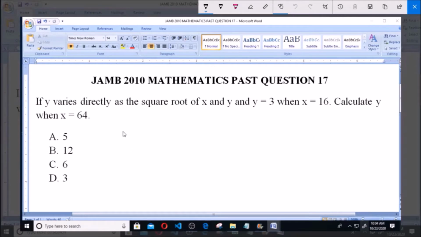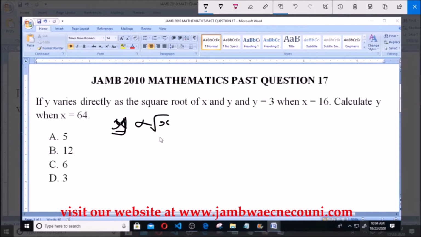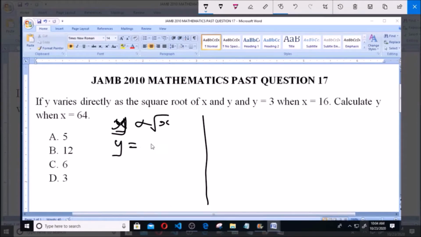Now the question is saying that y varies directly as the square root of x. It simply means that y is equal to a constant k multiplied by root x. Now when y is 3 and x equals 16, we're using this information to find the formula, or the equation connecting y and x.